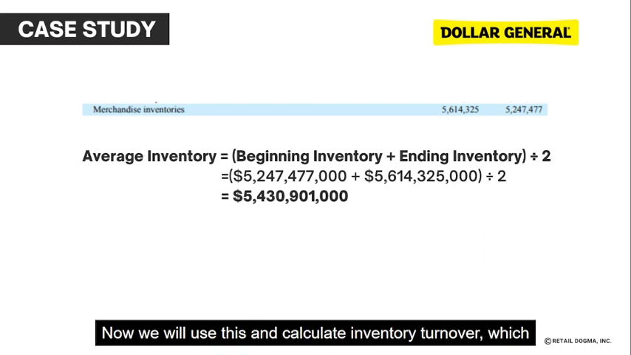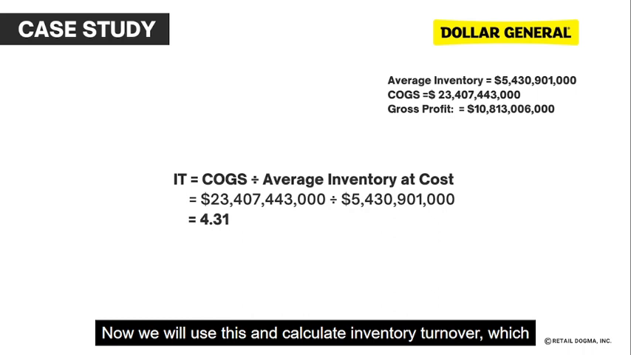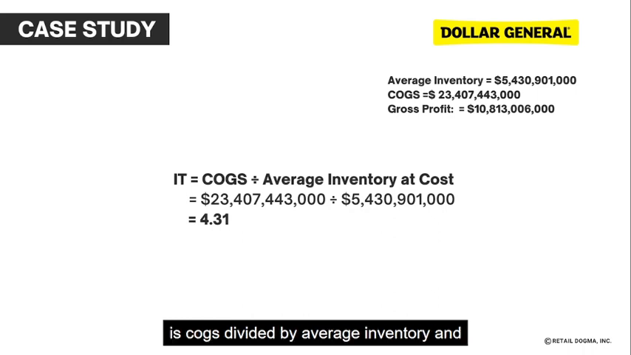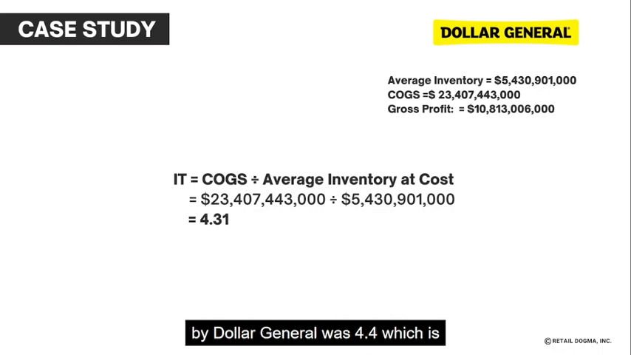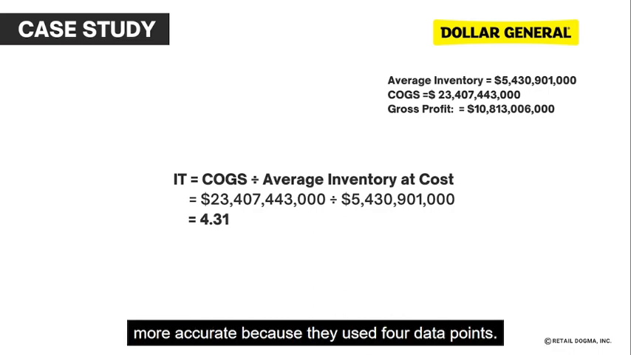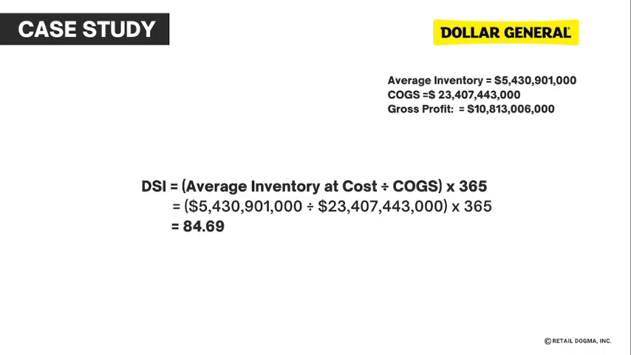Now we will use this and calculate inventory turnover, which is COGS divided by average inventory. And we get the inventory turnover of 4.31. If you go through the report, you will find that the reported amount by Dollar General was 4.4, which is more accurate because they used 4 data points.